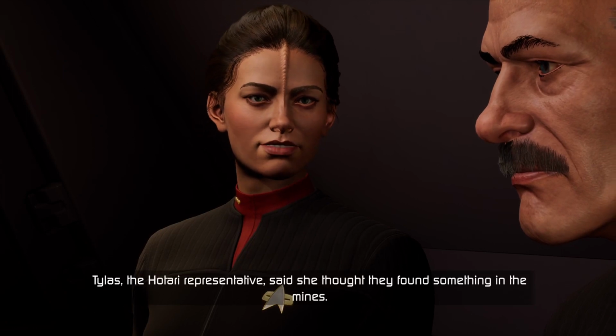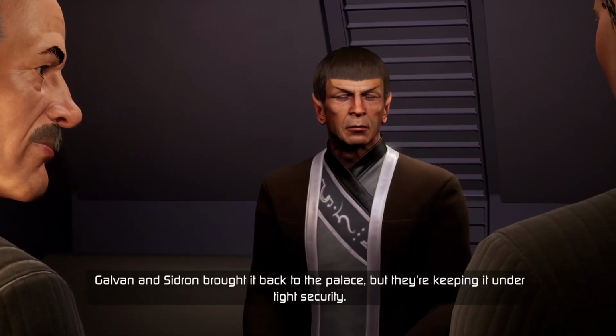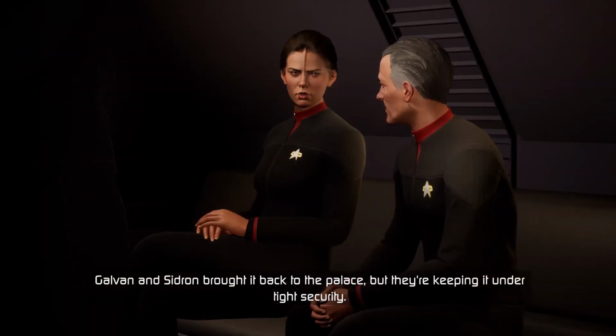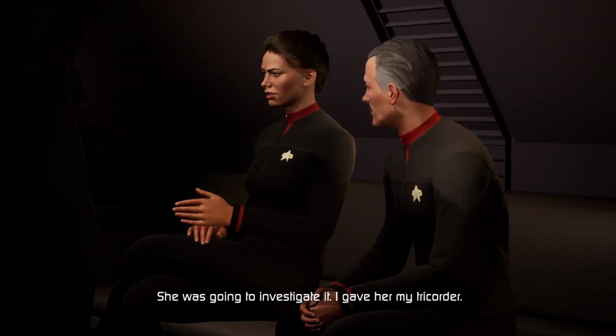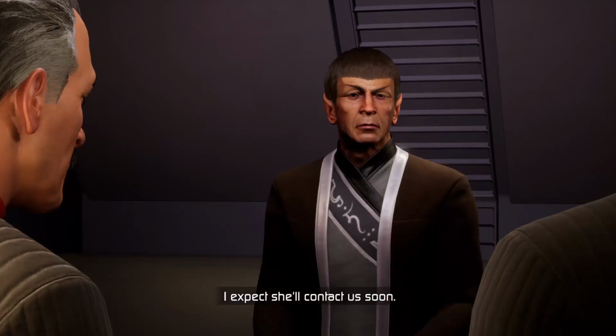Tylis, the Hatari representative, said she thought they found something in the mines. Galvin and Sidron brought it back to the palace, but they're keeping it under tight security. She's going to investigate it. I gave her my tricorder. I expect she'll contact us soon.